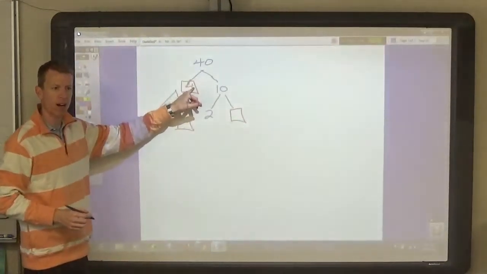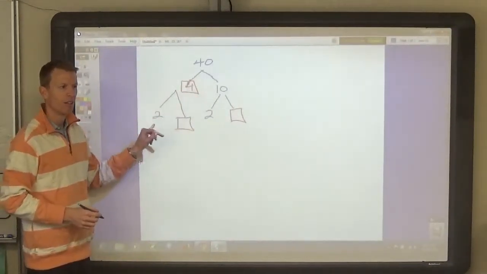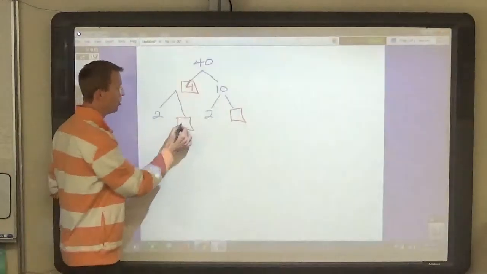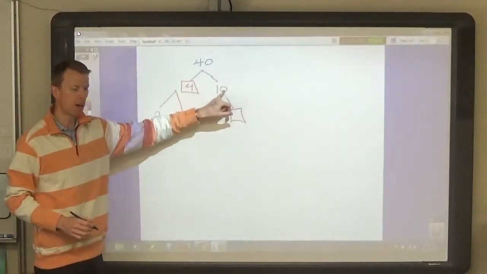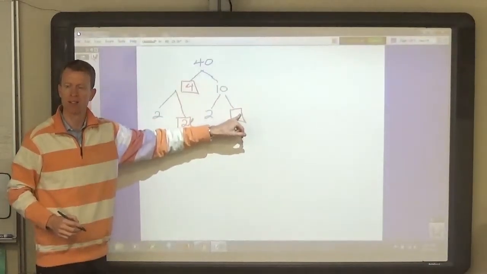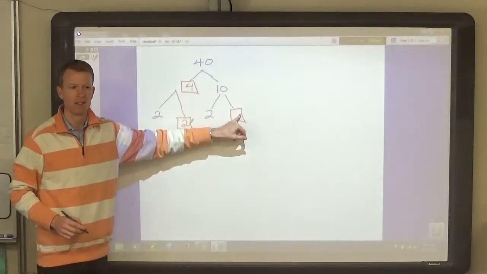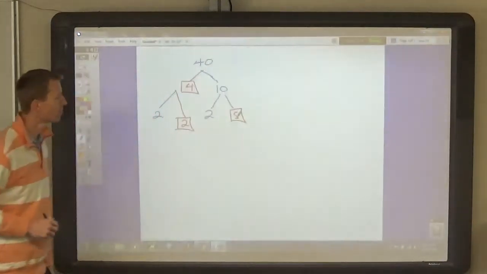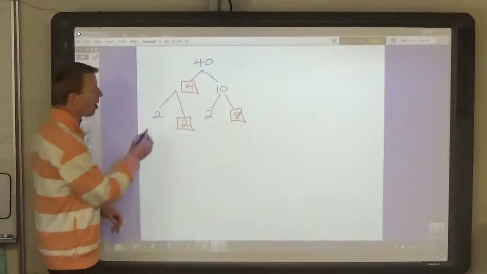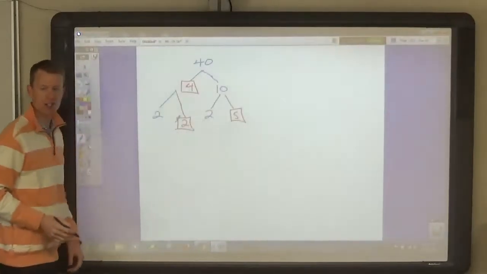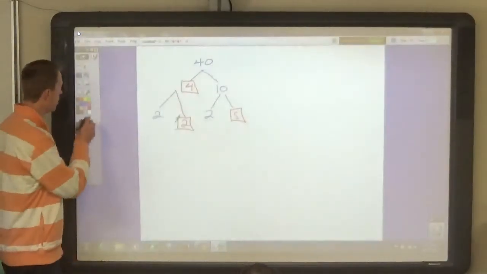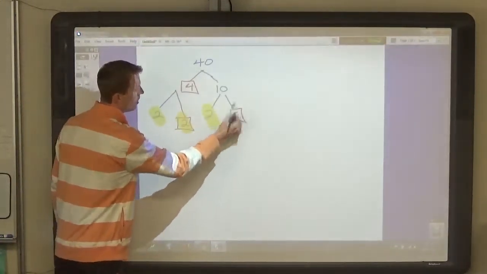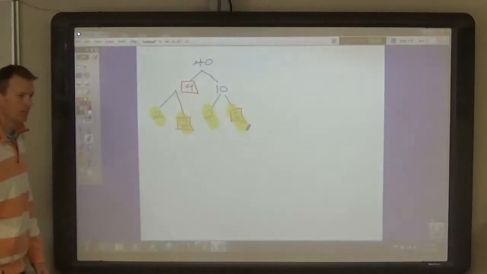And 4 is not prime. So what's missing in this box? Danny? 2. And 10 is not prime. What's missing in this box? Andrew? 5. Yep. Raise your hand next time. Now, do we have all prime numbers at the bottom or around the edge? So we have to use the prime numbers and write a formula. 2, 2, 2, and 5.